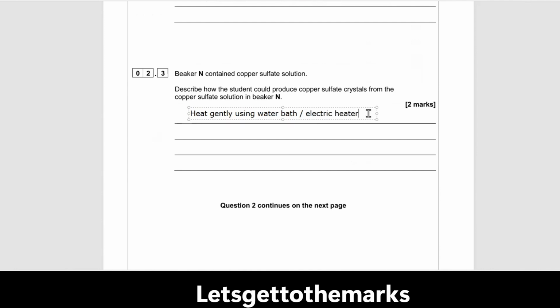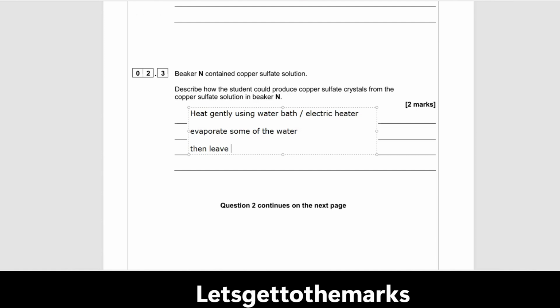Okay, it's difficult to control the heat with a Bunsen burner. So heat gently using a water bath or electric heater, evaporate some of the water. Then what do you want to do? Then leave to crystallize in a cool place. So then we leave it to crystallize. And that will get you the 2 marks.